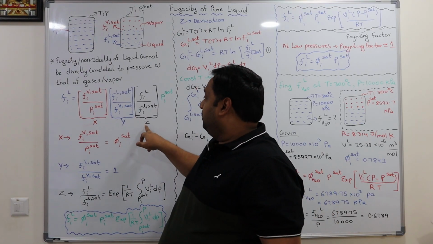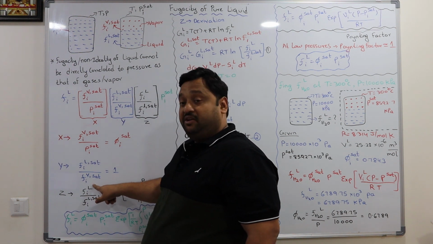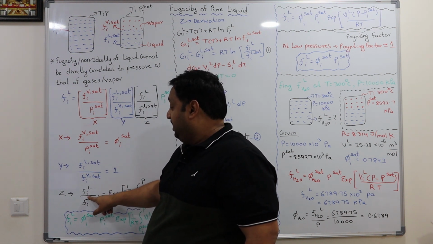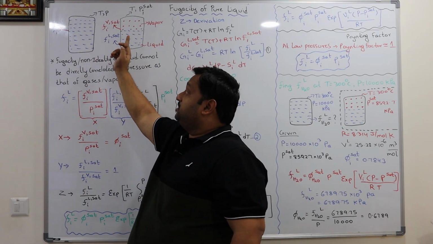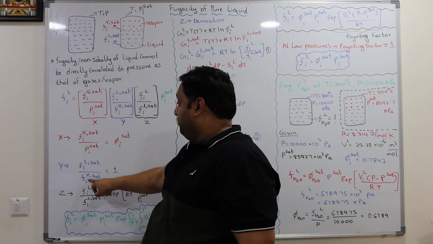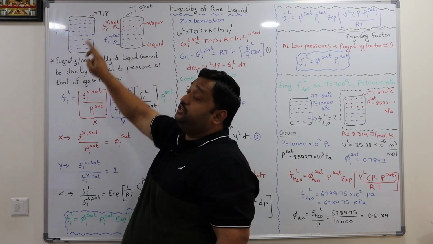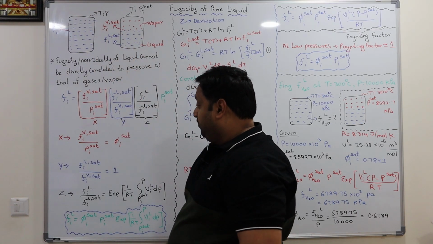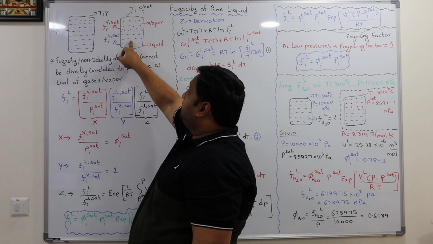Finally, the third term: the fugacity of i in the liquid divided by the fugacity of the liquid at saturated conditions. That means you are taking the ratio of these two conditions. Fugacity of i at the liquid state divided by fugacity at saturated conditions. If you take these two ratios, this is liquid, and this is liquid at saturated conditions.